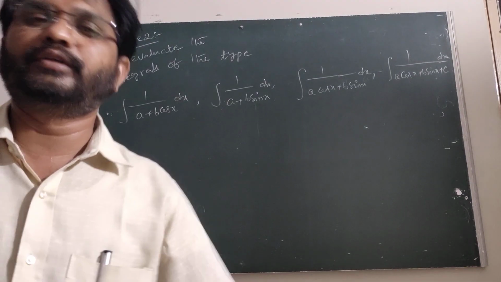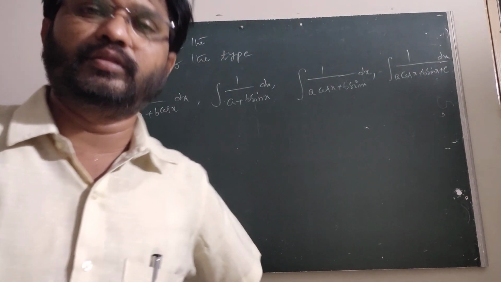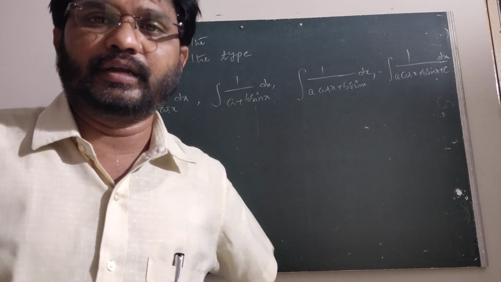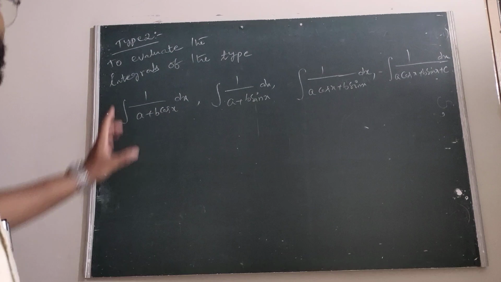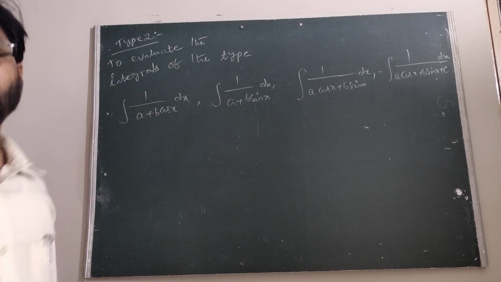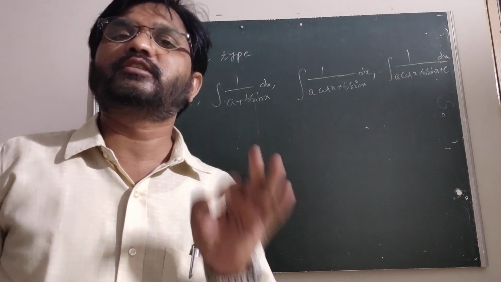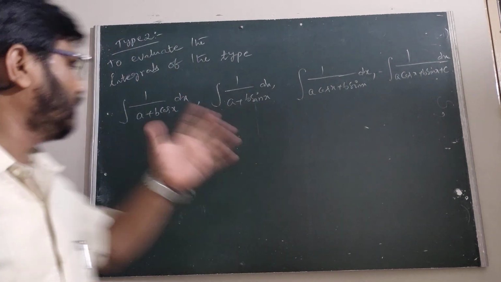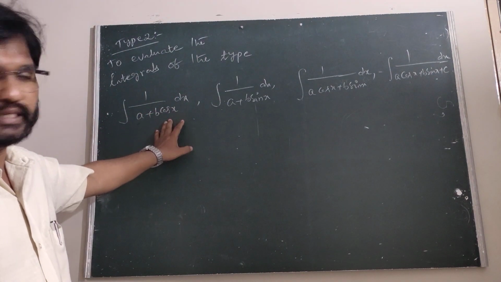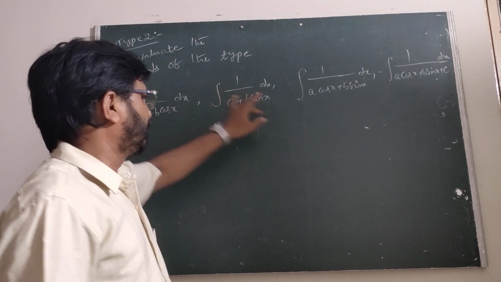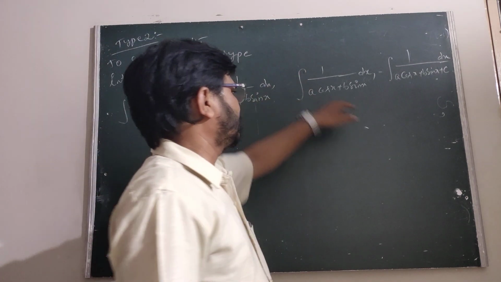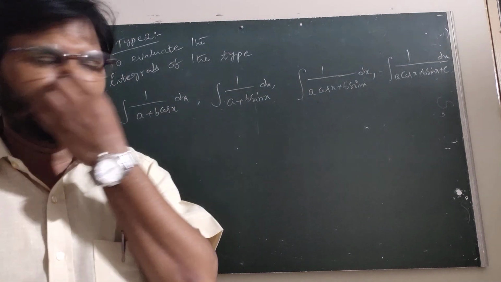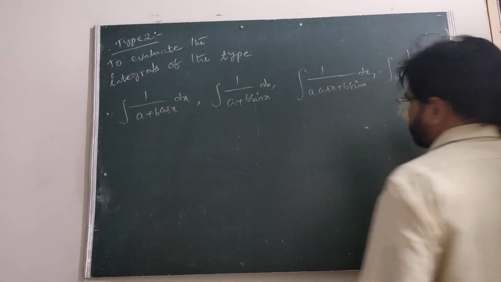So now we are going to discuss another type of rational trigonometric functions. Type 2: to evaluate integrals of the type integral 1 upon a plus b cos x, integral 1 upon a plus b sin x into dx, integral 1 upon a cos x plus b sin x into dx, and finally the integral 1 upon a cos x plus b sin x plus c.